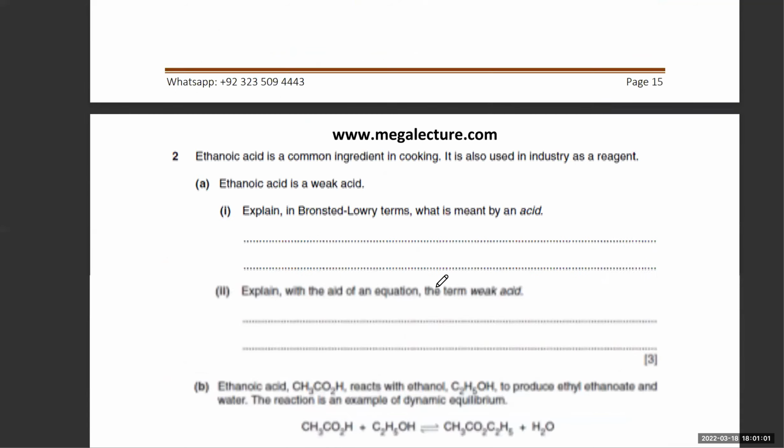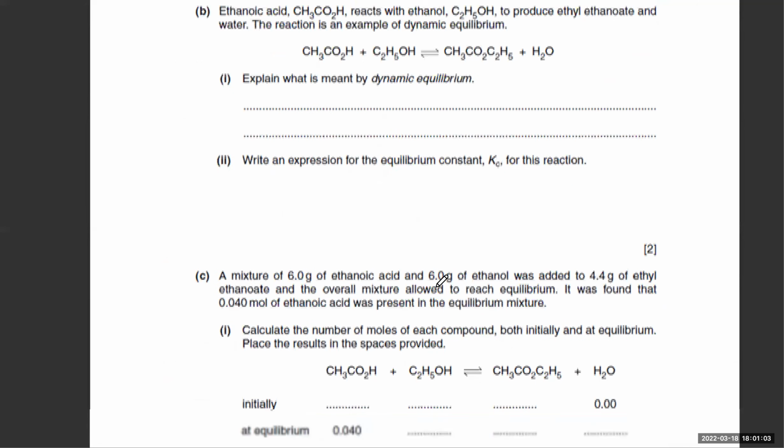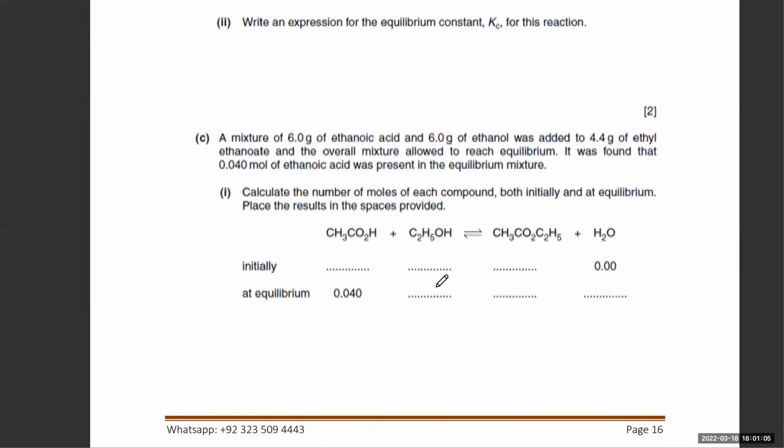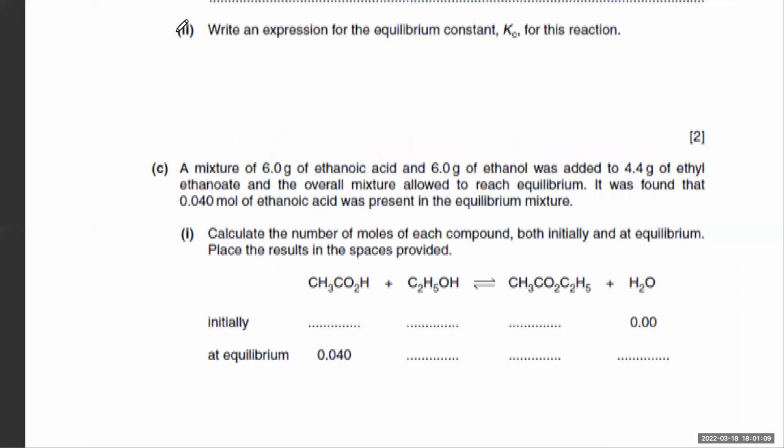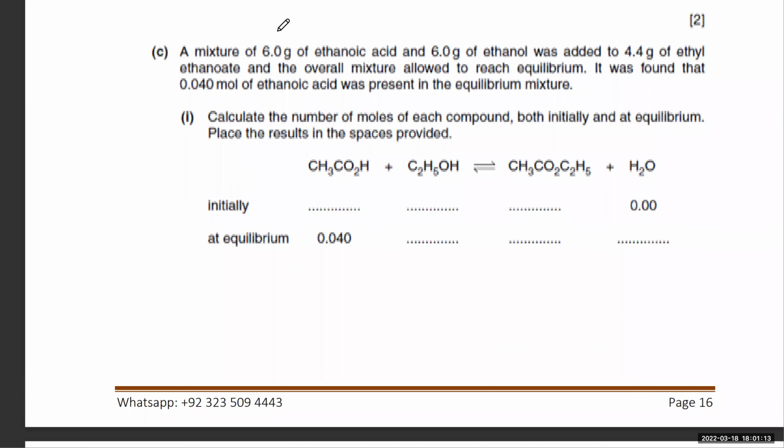Acha, baki ye ke same as this one. So sometimes what they'll do is they'll link it up with moles questions. Okay? For example, this question over here, they've just linked it up with moles. He's saying ke shuru mein na 6 grams ethanoic acid hai. So this is ethanoic acid, but they gave us 6 grams of CH3COOH. So moles, we would have to calculate moles.